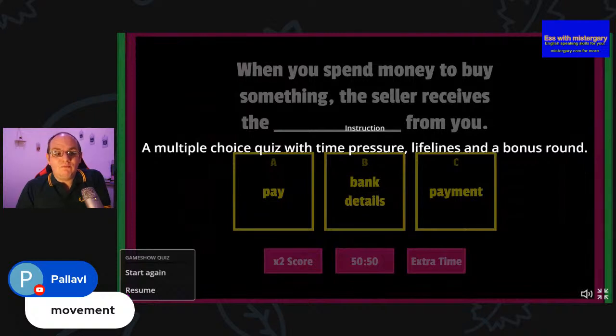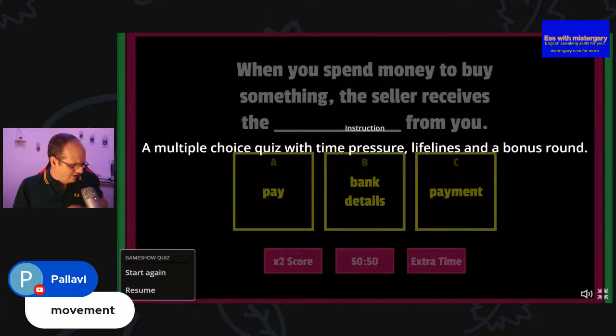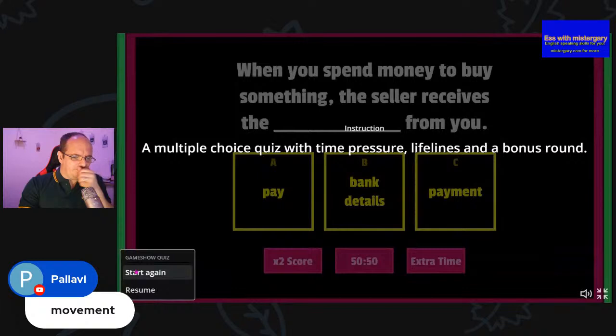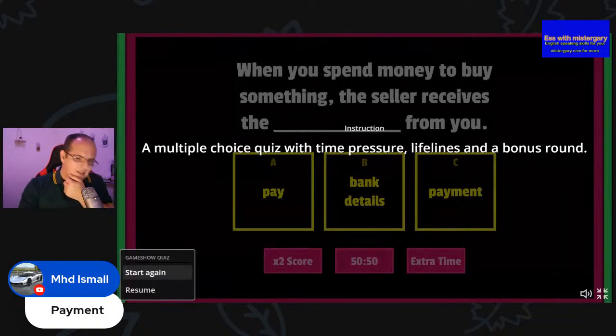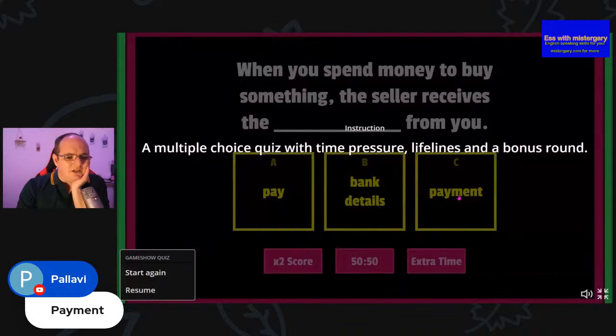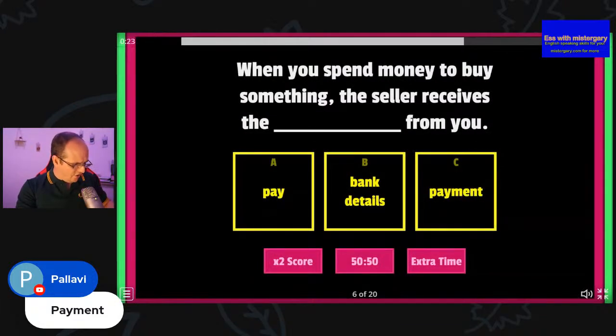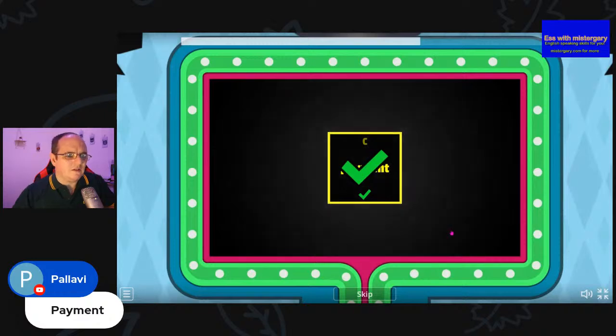When you spend money to buy something, the seller receives the blah, blah, blah from you. Is it pay? Is it bank details? Or is it payment? Let me have a look. I'm just watching the chat here now. Mohammed Ishmael says payment. I'm just waiting for any other answers. Pallavi's coming in as well. She says payment also. And I think, guys, your answer is spot on. Perfect. I think you got that one correct. Well done. Good job to you both.